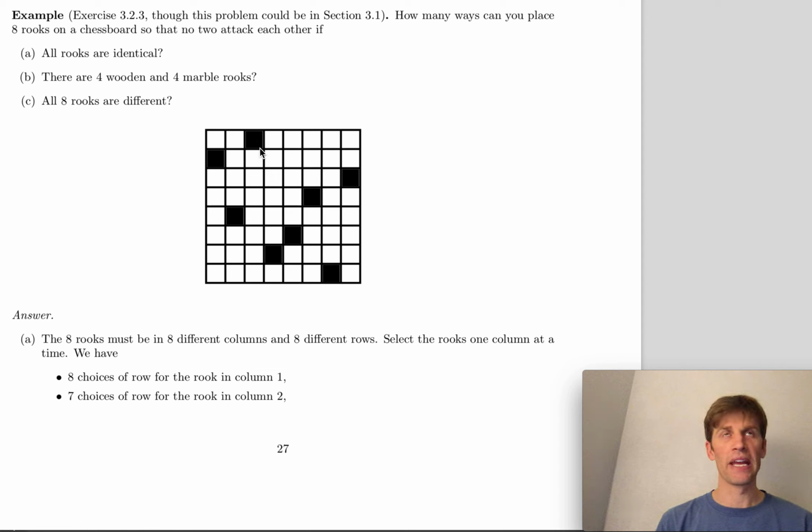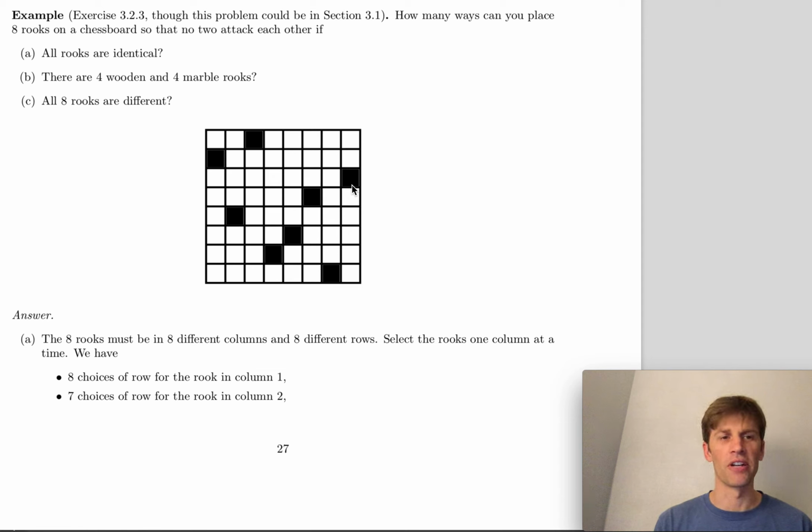And so the number of remaining rows keeps decreasing by 1 as we choose more and more rooks. And you can see that the total number of choices we have is 8 times 7 times 6 times 5 dot dot dot times 3 times 2 times 1, because we have 8 choices of row for the first rook, 7 choices of row for the second rook, 6 choices of row for the third rook, dot dot dot, until we have only 2 choices of rows for the 7th rook, and the row of the last rook is determined by the choices of rows for all the others.